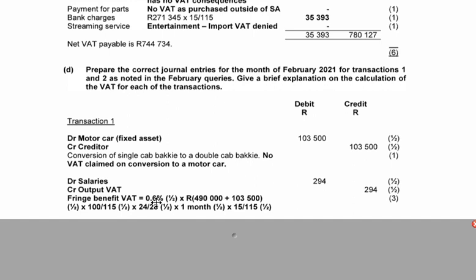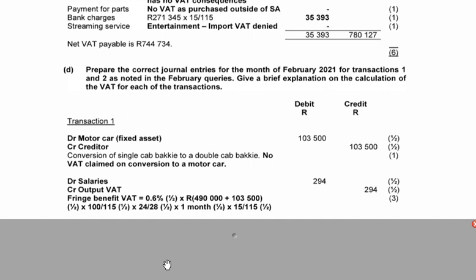Times, what is the revised cost? 490, what we paid for it. We also paid another 103,500 to get it converted. Okay, so that's your new cost of the car, times 100 over 115. Have to do that as part of your fringe benefit calc. Times 24 over 28. We didn't have it for the first 4 days of the month, so times 24 over 28. Times 1 month, because you submit VAT returns monthly. It's a February VAT calc. Times 15 over 115. And there's your journal entry itself.